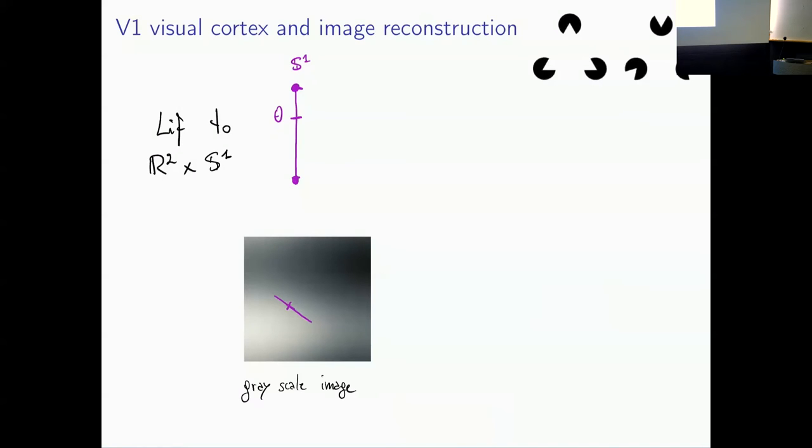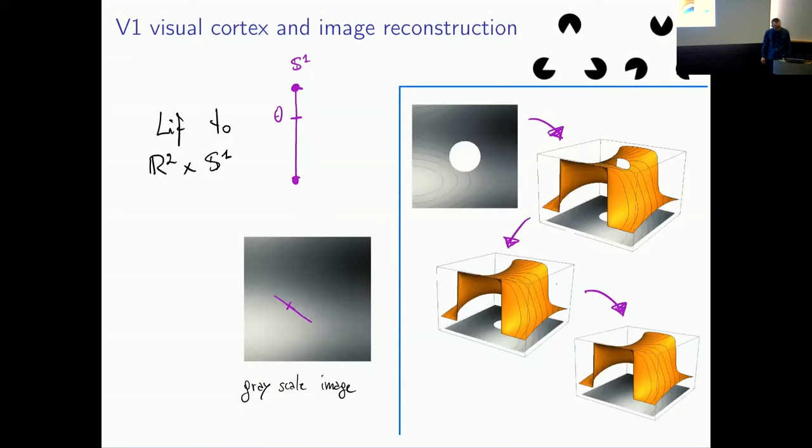So for each point of the image, we take an S1 again. It's like an interval with the two endpoints identified, so it's a circle, and it gives us this direction. Okay, so for every point in the image, we have a direction there. If you do this for every point, we get a surface in a three-dimensional space, which is again R2 times S1. And this is more or less the scheme. We start with the pixel, and you see the lines where the color remains constant. And now we lift it into this R2 times S1, right? So then we get a surface there that describes the picture.